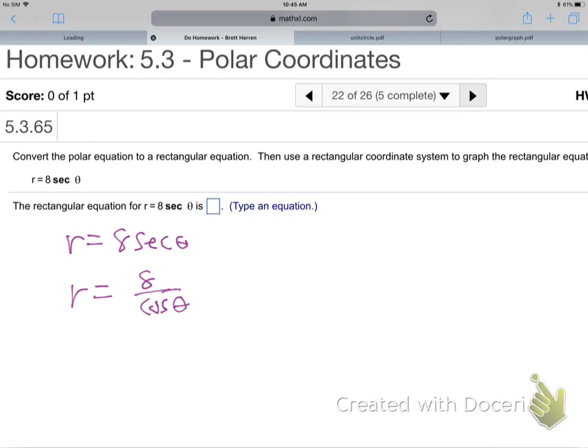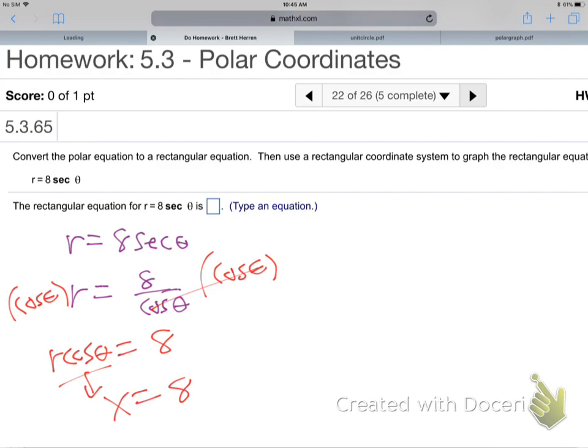Totally. Put that cosine on the other side, because then I'll get r cosine, and that's just x. You guys see it coming. Exactly. Just multiply cos theta to both sides, and we get r cos theta is 8. And what is r cos theta? X. Is that the same answer we got last time? Yeah. Good on that? Same thing?